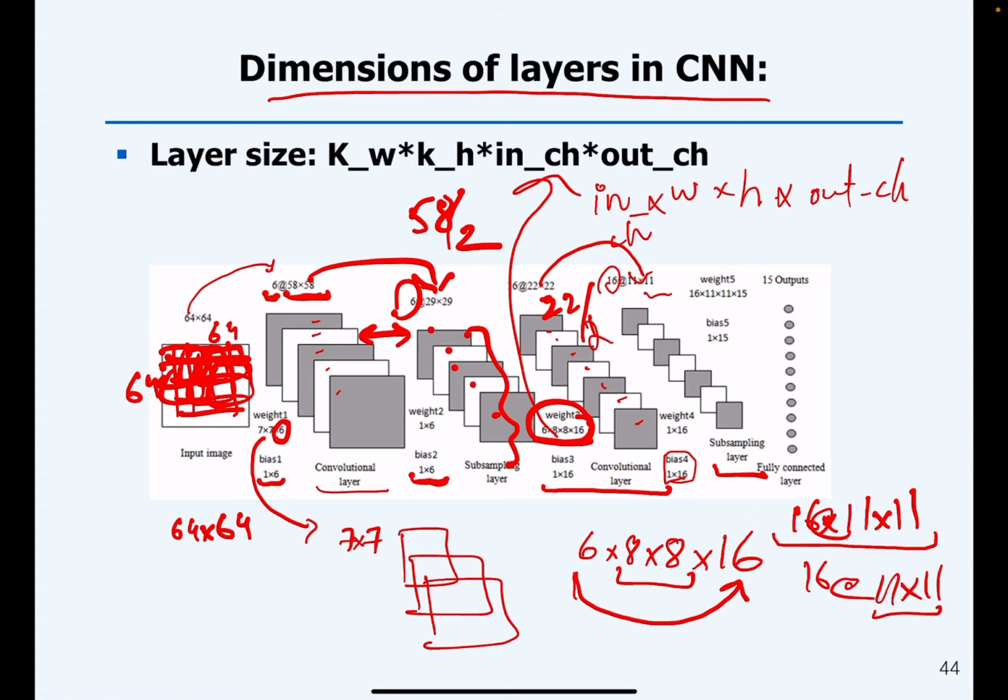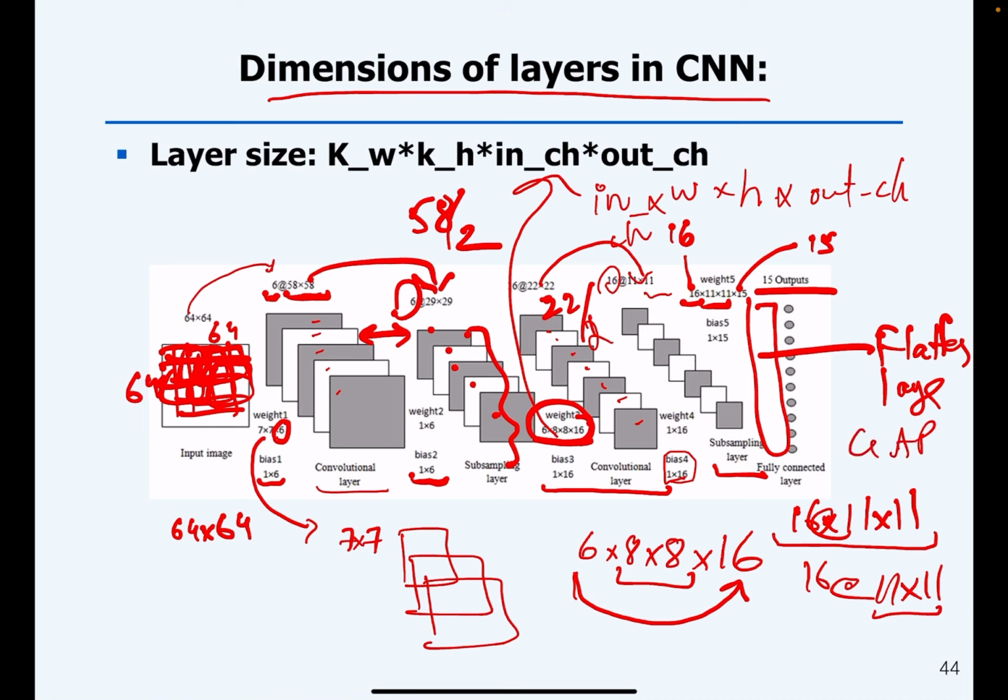And then the input is 16 feature maps, and the output is 15 fully connected nodes. So the output is 15, and the size of each feature map is 11 cross 11. Before that, we will have a flattening layer, or we could use a global average pooling layer. So these are the dimensions of your layers: the input channels and the output channels.